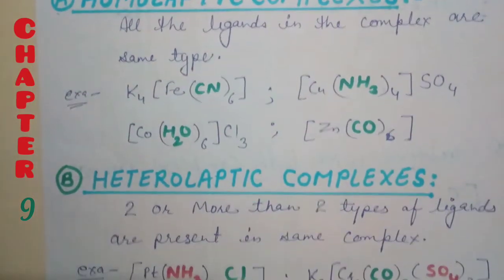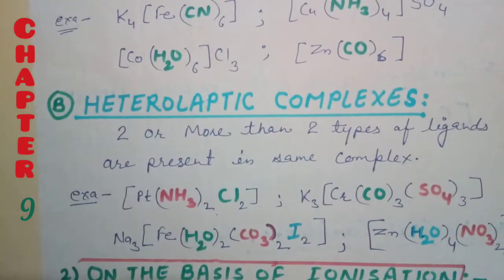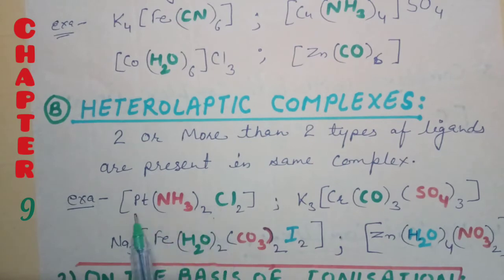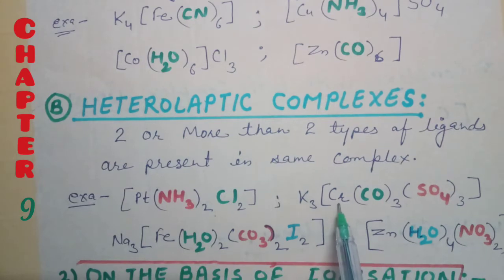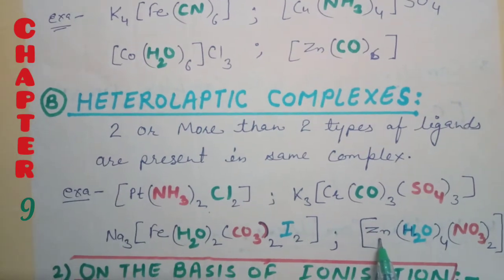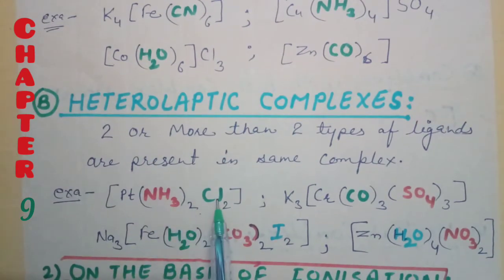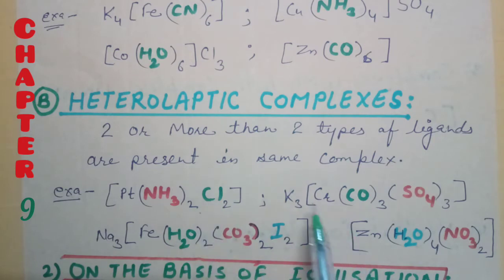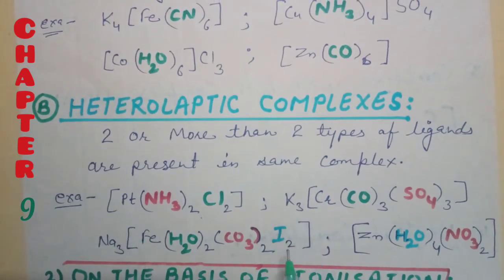The next one is heteroleptic complexes. Heteroleptic complexes means there are two or more types of ligands. See, in these complexes Pt is the central metal atom, here Fe is the central metal atom, here Cr is the central metal atom, and here Zn is the central metal atom. There are two types of ligands, two are ammine and two are chloro. Here potassium is the simple cation and this is the entity, an anion. Here there are two types of ligands, sulfato and carbonyl, which is carbon monoxide. Here sodium is the simple cation and this is the complex anion.